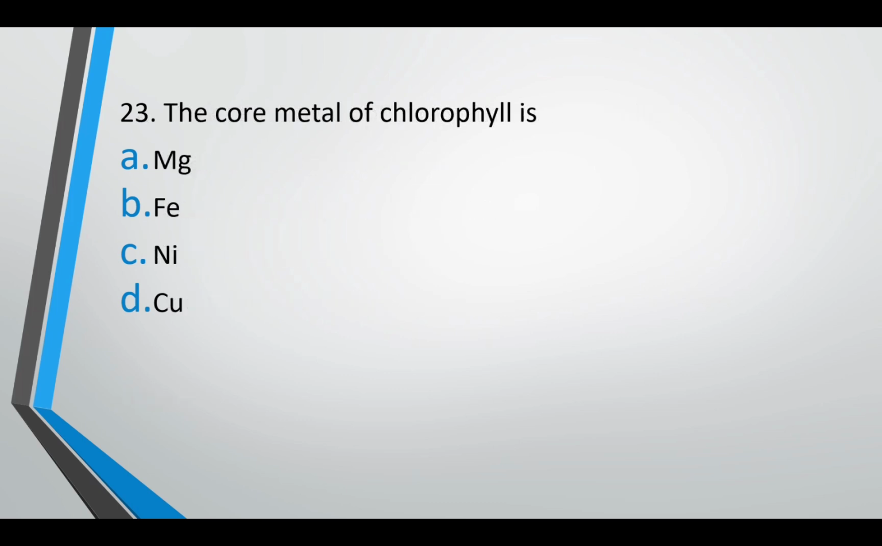The core metal of chlorophyll is option A, magnesium, option B, iron, option C, nickel, option D, copper. Core metal of chlorophyll is. Correct answer is option A, magnesium.